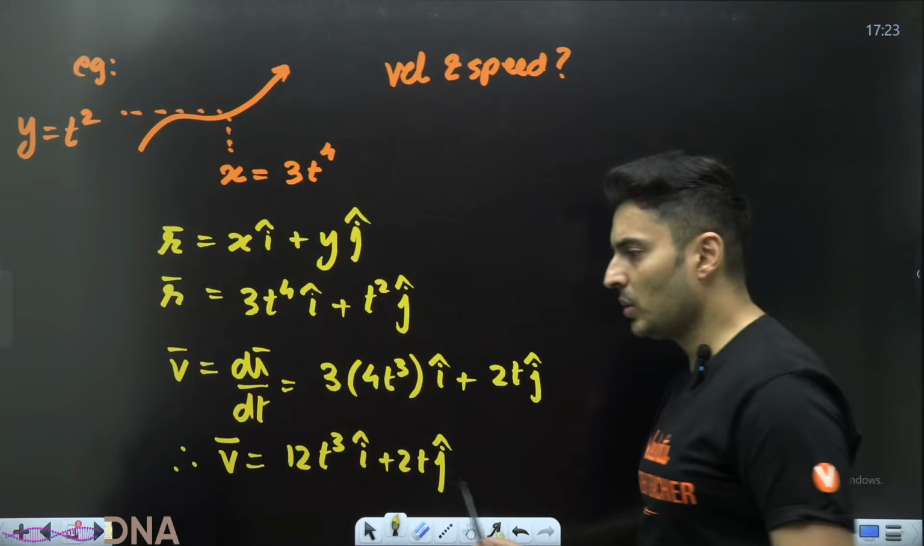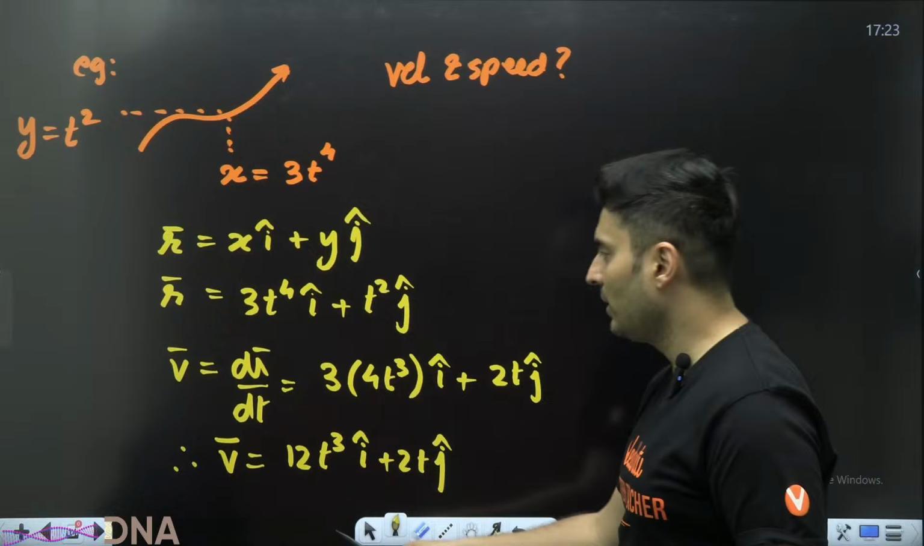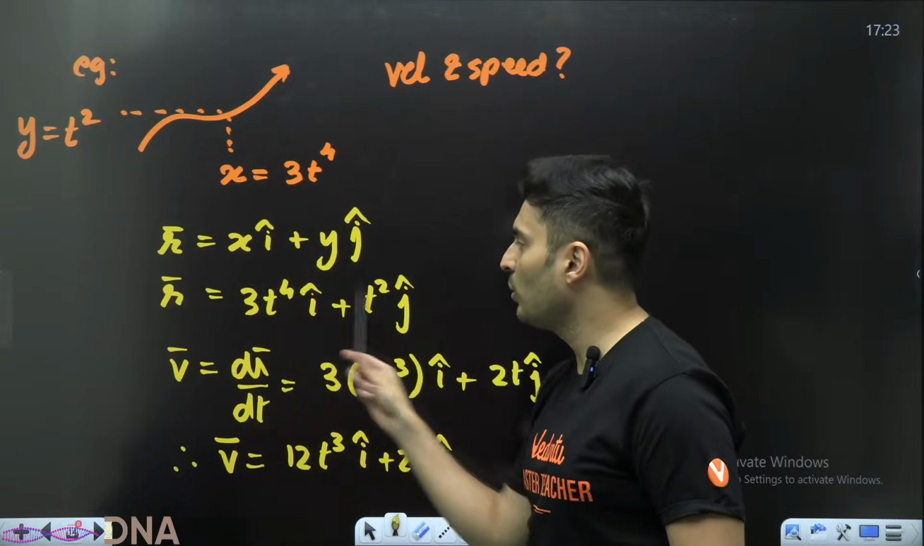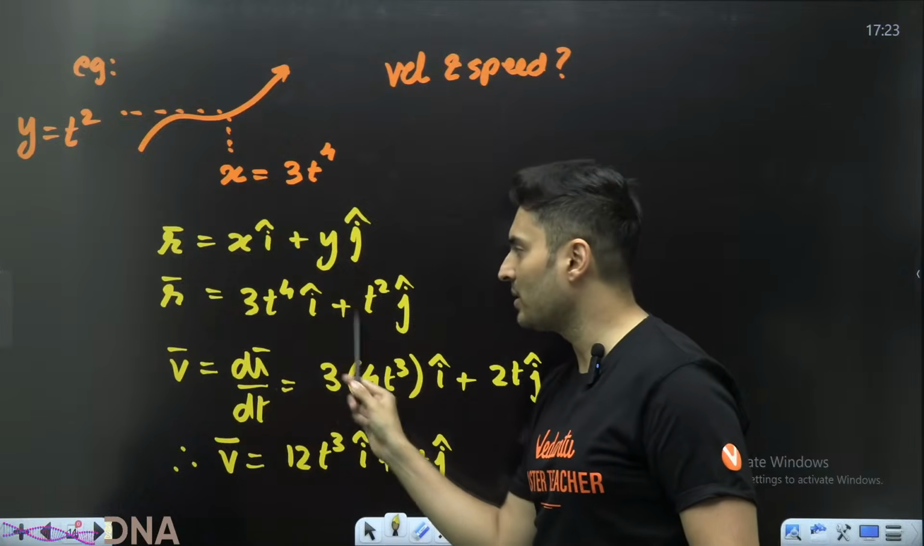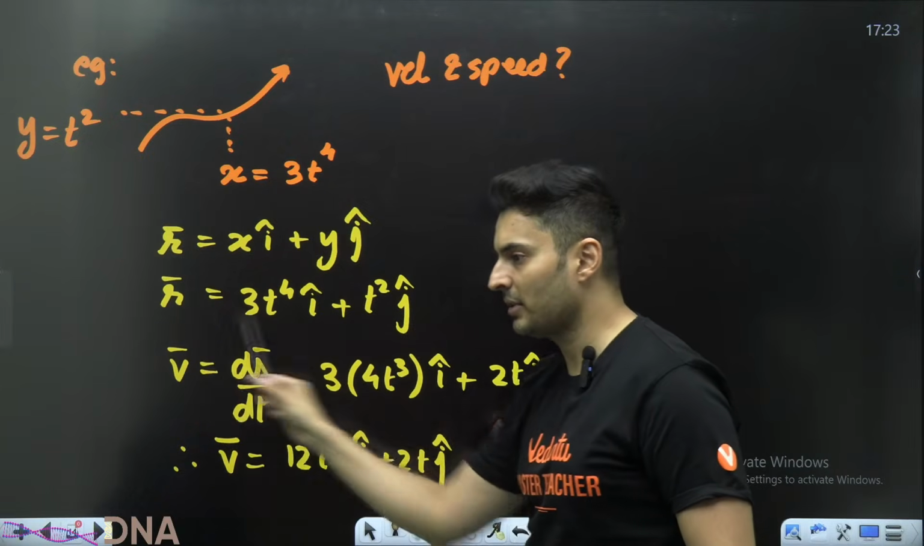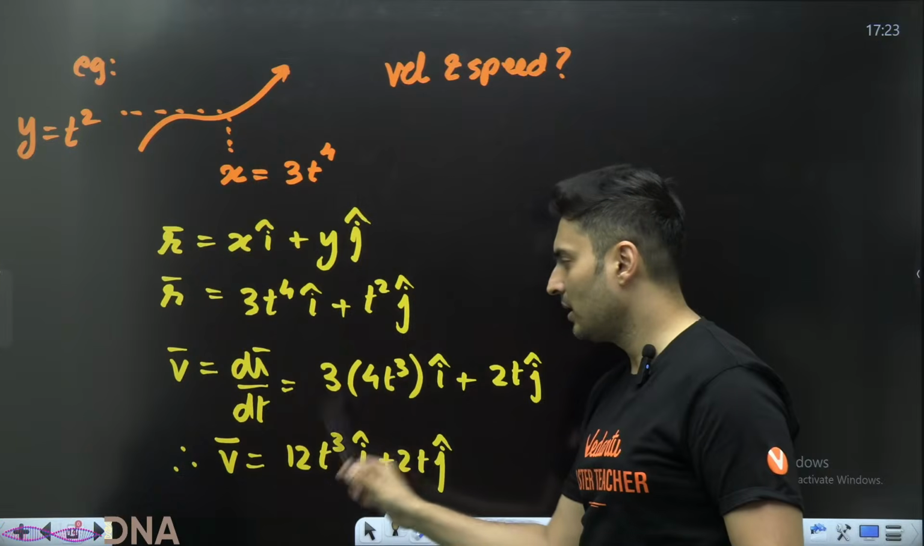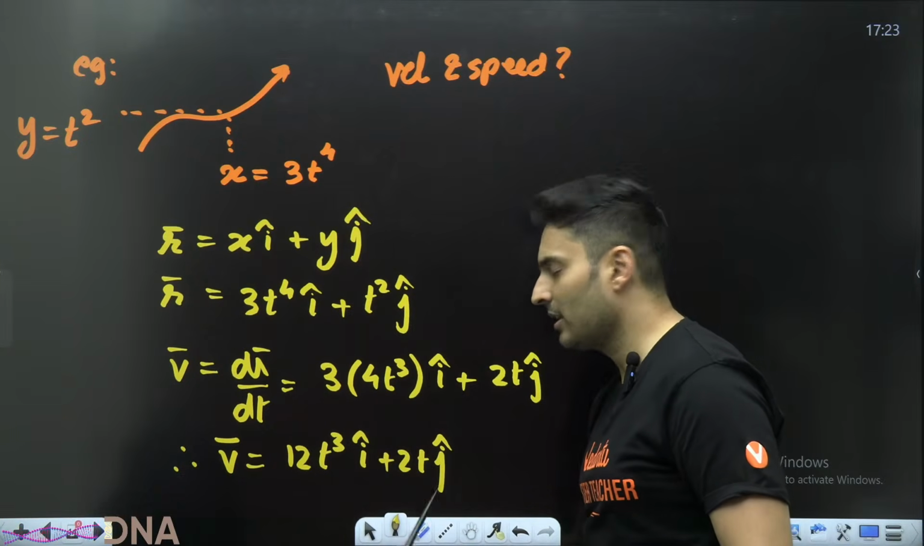Everybody with me? Understood? Clear? How do you find the velocity? You find the position. How do you find the position? Because the coordinates were given to you. That's why you were able to substitute the coordinates to get the position. Differentiate this, you will get the velocity.